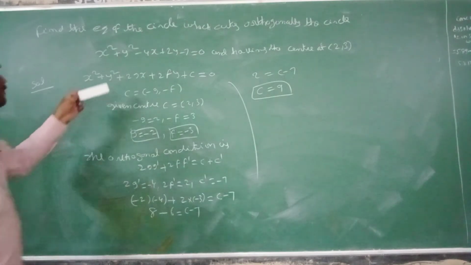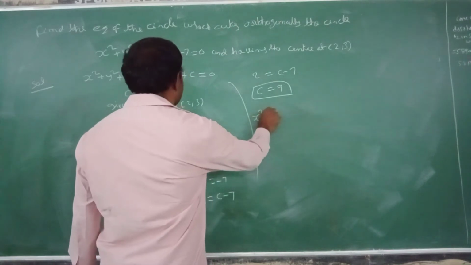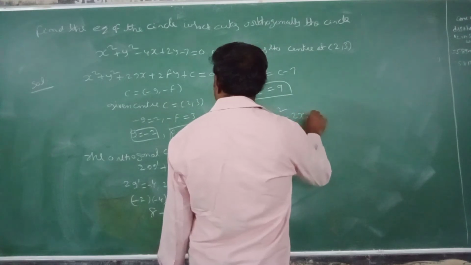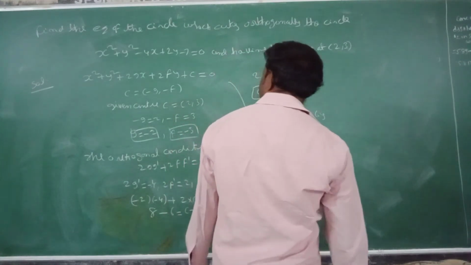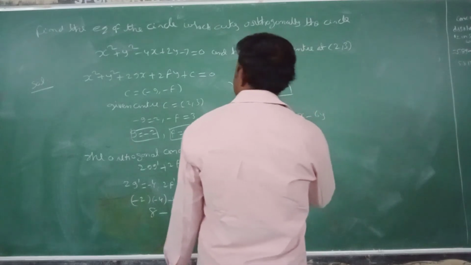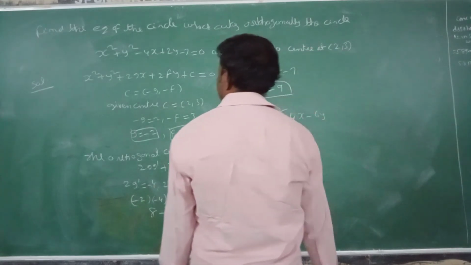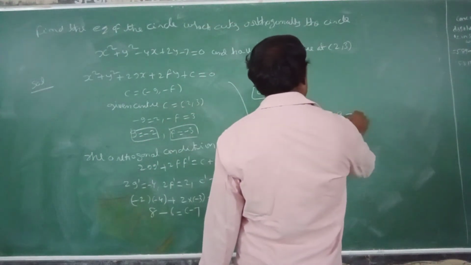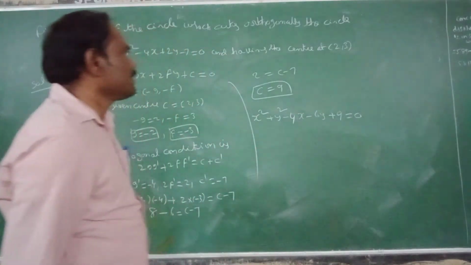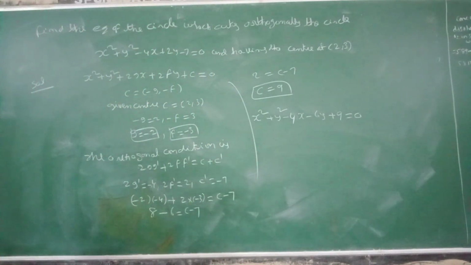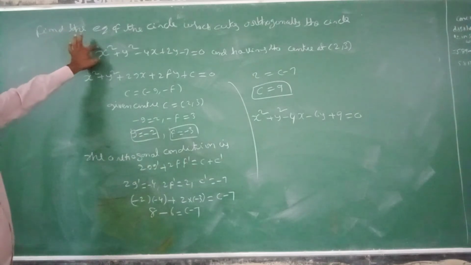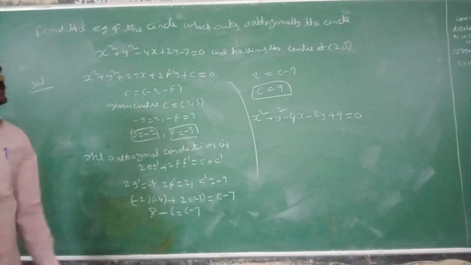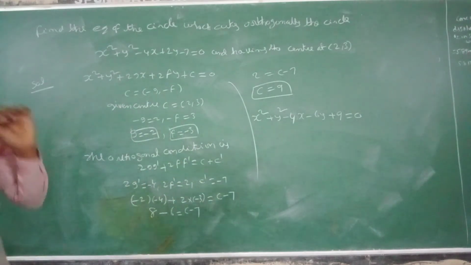So we substitute these values in the general equation. We get x square plus y square minus 4x minus 6y plus 9. This is the required circle equation having center 2 comma 3 and cutting orthogonally the given circle equation x square plus y square minus 4x plus 2y minus 7 is equal to 0. So we solve another problem.